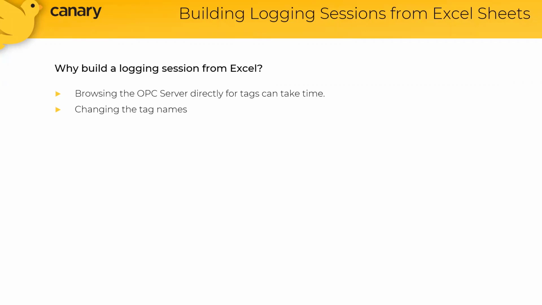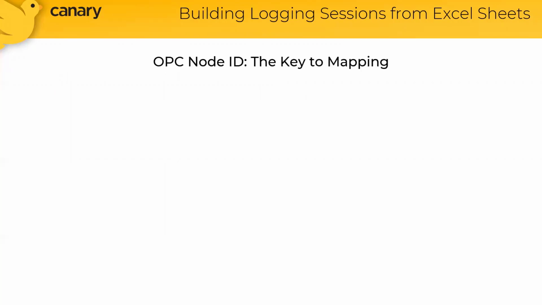And also, if you want to change tag names in bulk, then it's a very tedious task to do that from the tag list in Canary. And I would say probably a third reason you'd want to build a logging session from Excel is, again, when you want to add metadata to the tags on the list or other properties, it's much faster using Excel tools to do that. And we'll dive into these topics in a minute, but first I wanted to talk about how the mapping between the Canary tag list and the tag list in the OPC server work.